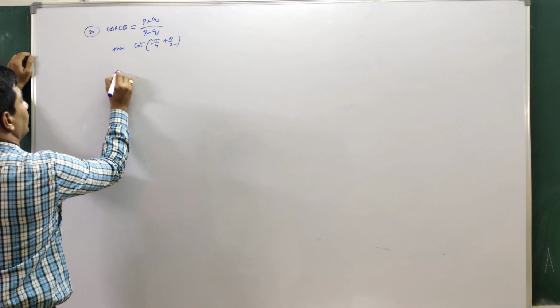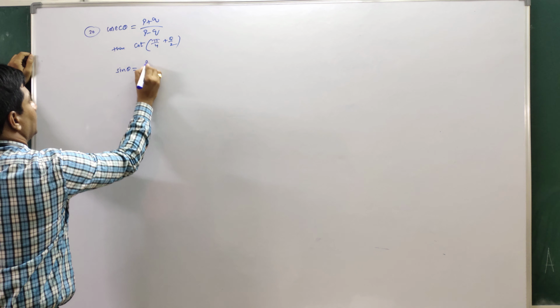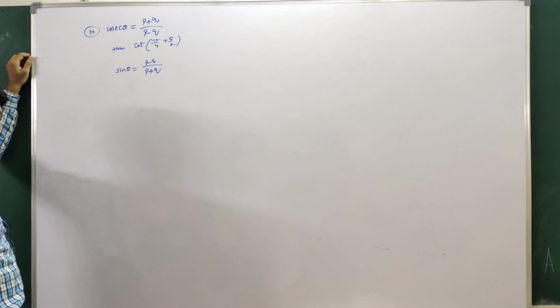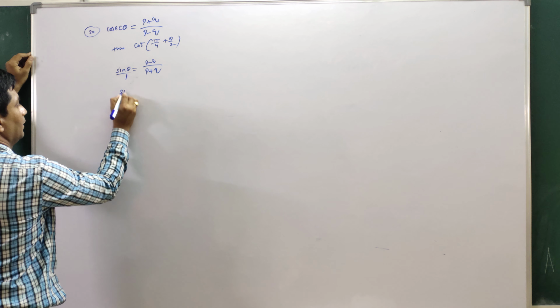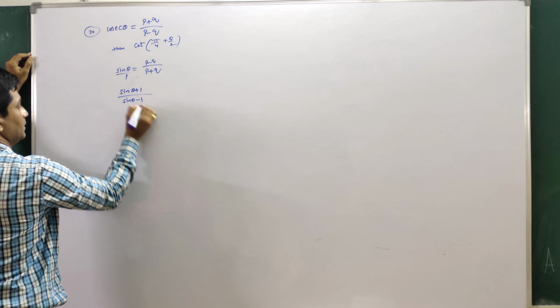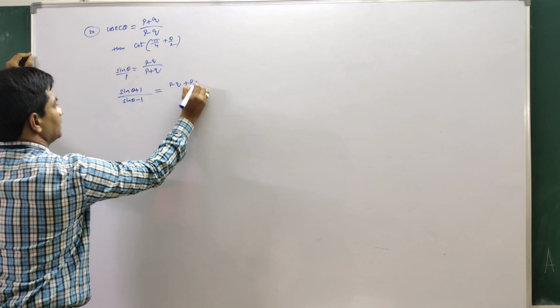Take the reciprocal of that one. If cosecant theta equals this, what is sin theta? It's the reciprocal. Okay? Apply componendo and dividendo. This is obviously sin theta. So how much will we get here? This is (sin theta plus 1) by (sin theta minus 1) equal to what? (P minus Q plus P plus Q) by (P minus Q, take the minus inside, minus P minus Q).